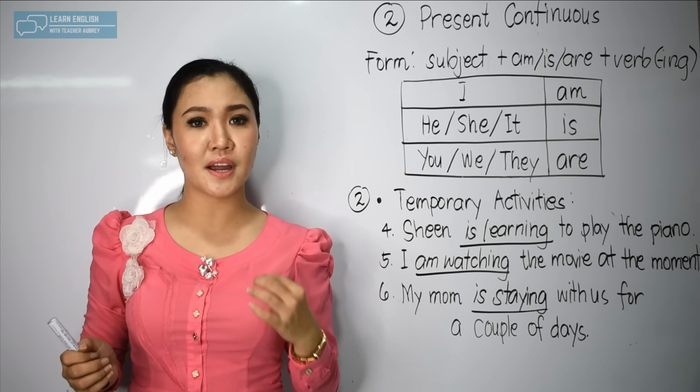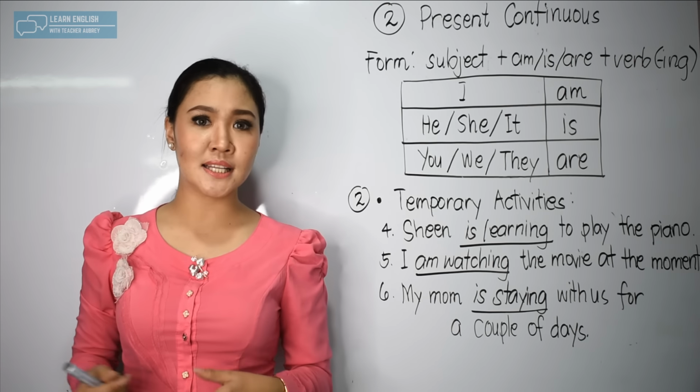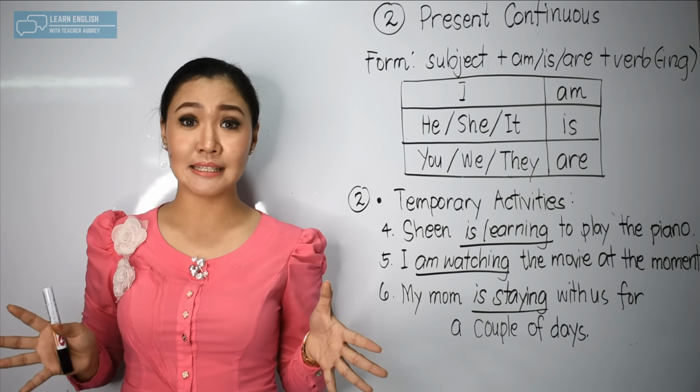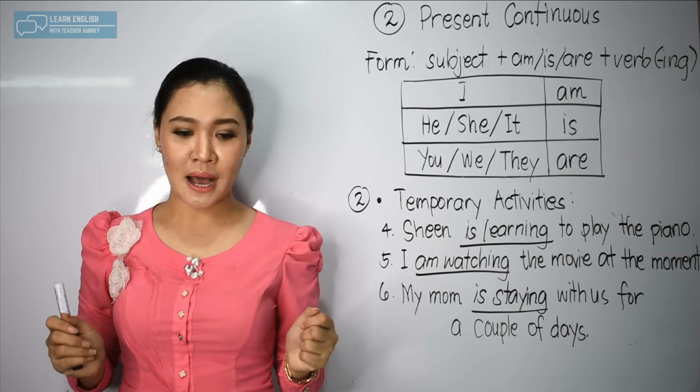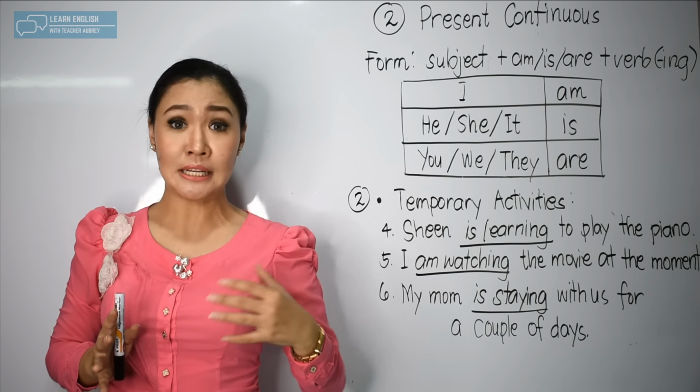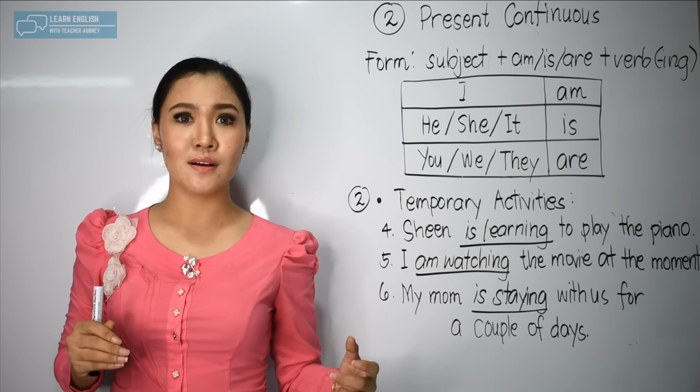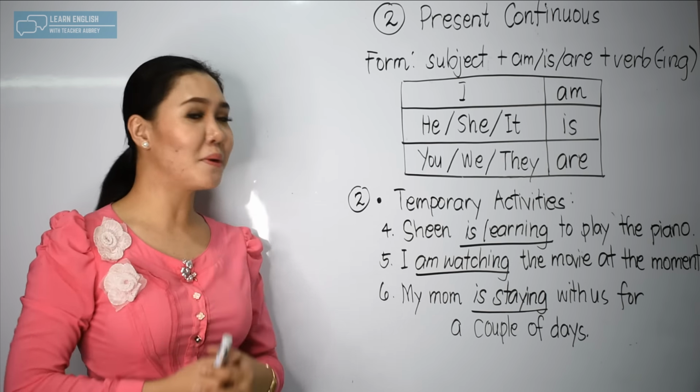The second use of the present continuous is for the temporary activities. Pag sinabi natin temporary activities, yun yung mga gawain na panandalian lamang na nagaganap or nangyayari. Maaaring nangyayari siya ngayon or ilang araw, ilang linggo, pero may katapusan. Okay? Ano ba yung mga halimbawa?